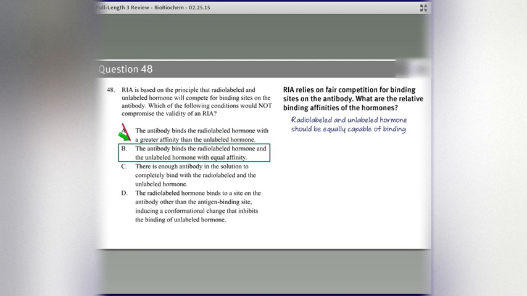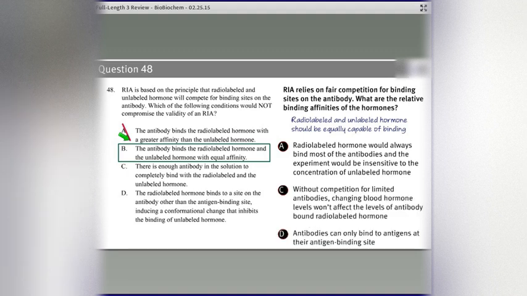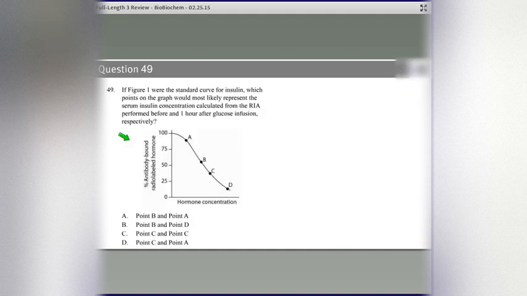Excellent, good. Okay, so now let's take a look at another question that's based upon this idea, because we've talked about how we get to this answer choice. The standard curve for insulin, if this figure is that, would most likely represent one before glucose infusion and after glucose infusion. So before glucose, and then after glucose.